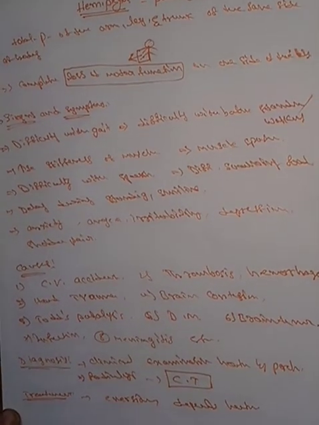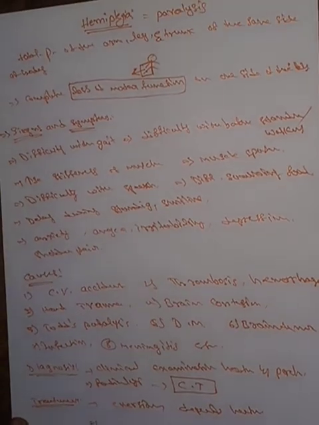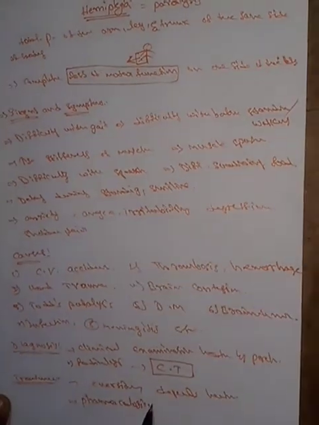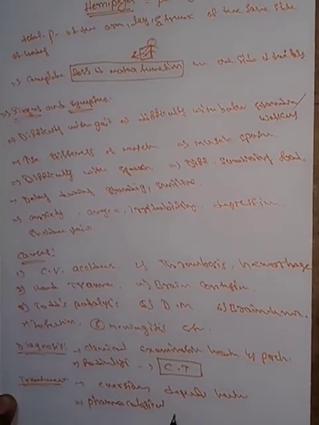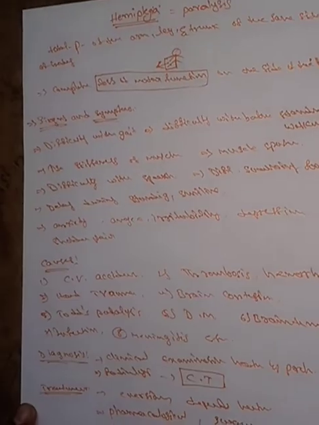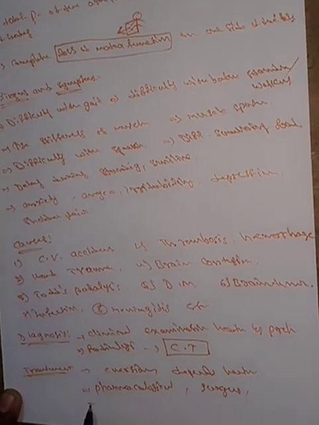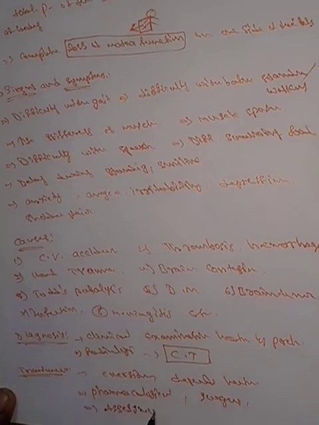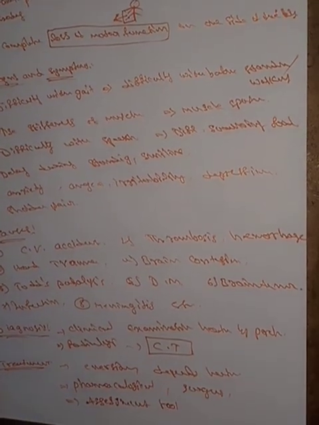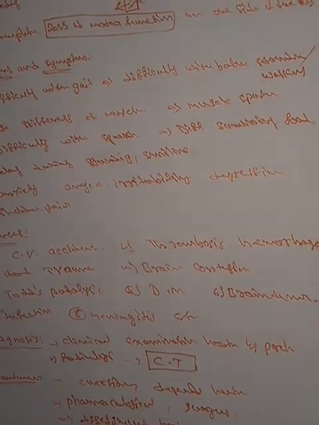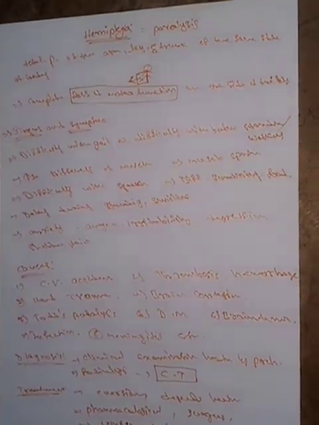And the next one depends upon the health, and treatment will start. It depends upon pharmacological treatment, and the second one is surgery, along with the use of assessment tools. So by using assessment tools, surgery, and pharmacological actions, depending upon the health, the paralysis is treated. So this is about hemiplegia or paralysis.